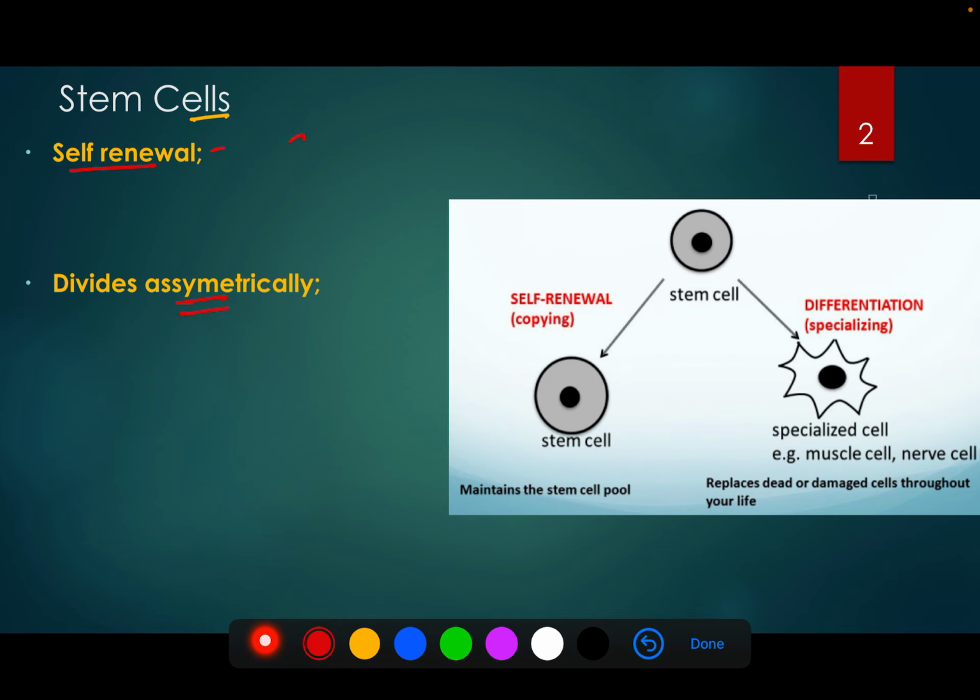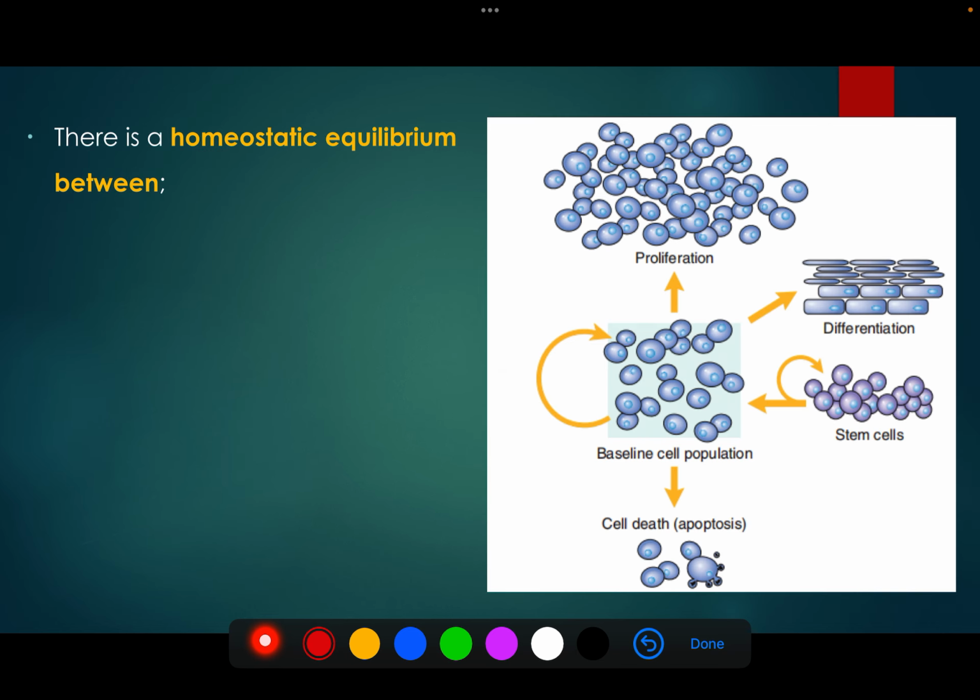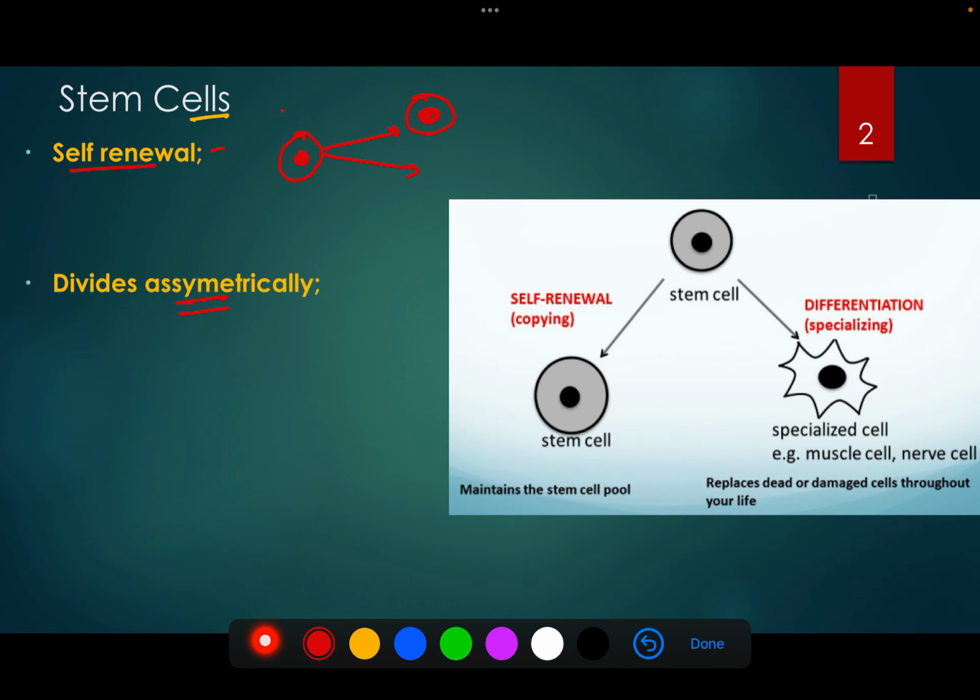Self-renewal means, for example, we have one stem cell. If this stem cell divides into two daughter cells, one daughter cell will remain as a stem cell so that the population of the stem cells will be maintained. So this is my stem cell, this is a daughter cell. This daughter cell is a daughter stem cell so that the number of stem cells will always remain constant.